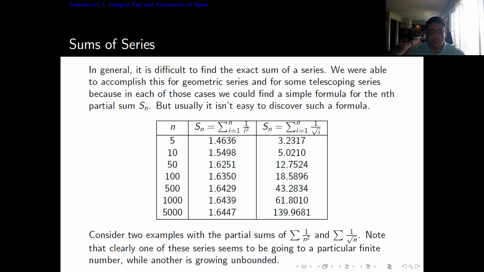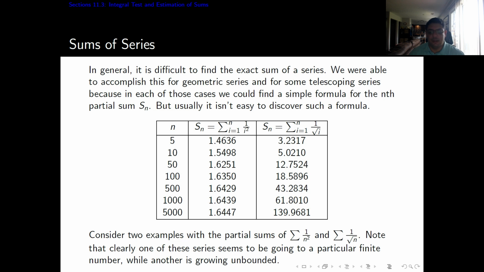Consider the series of 1 over n squared, or the series of 1 over square root of n. In this table, I'm giving a certain number of terms. For example, I give 5 terms, 10 terms, 50 terms, 100 terms, 500, 1,000, and 5,000. And then I'm calculating the value of the partial sum for those terms.